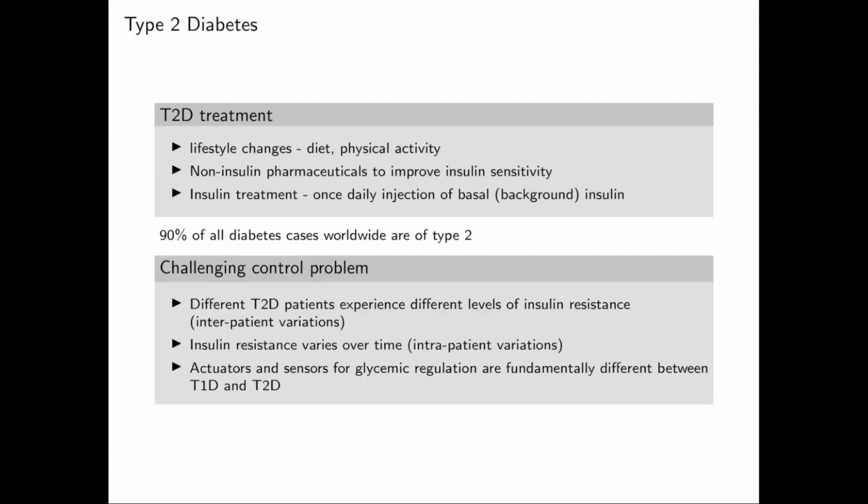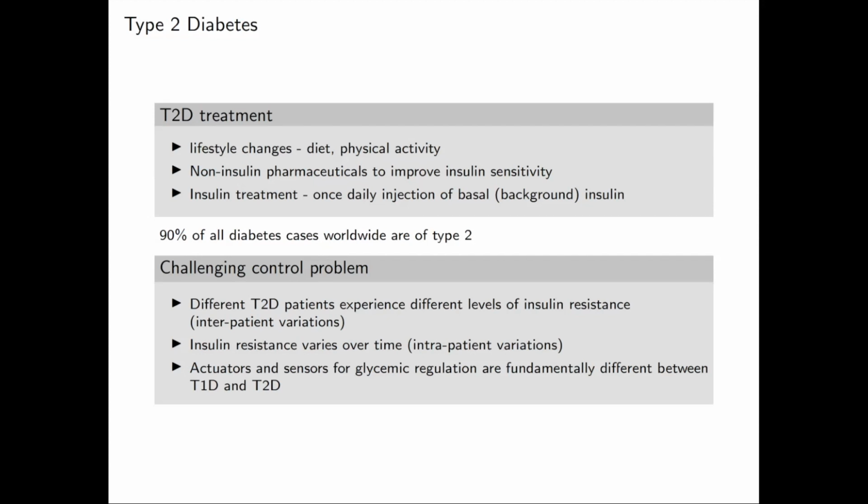This is mainly because type 2 diabetes is a challenging control problem. Type 2 diabetes is a relatively more heterogeneous disorder than type 1 diabetes, since type 2 diabetes patients may experience different levels of insulin resistance from one patient to the other. And also, the insulin resistance changes within the same patient with age, duration of diabetes, diet, physical activity, etc.